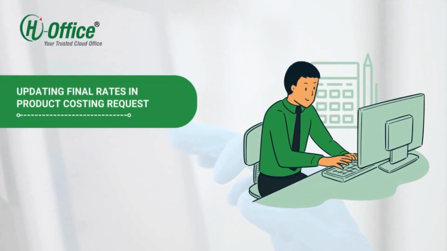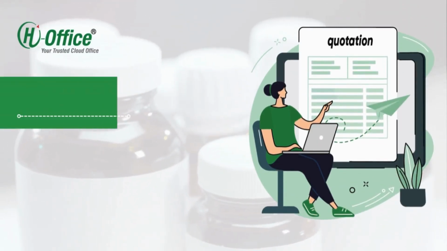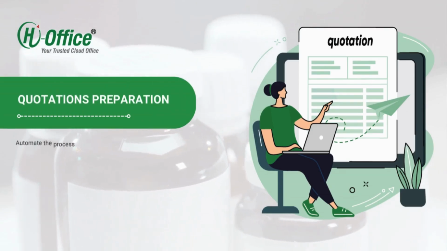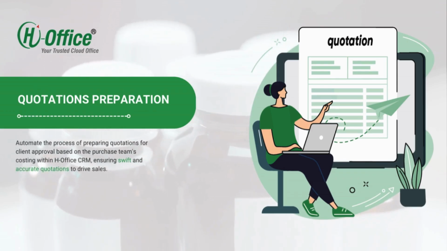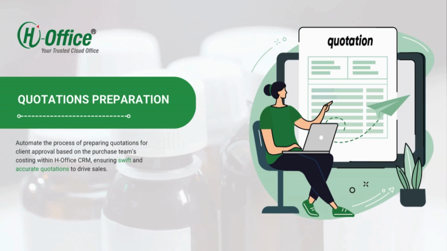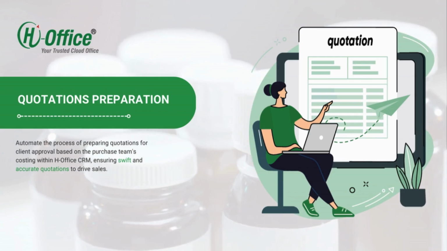Updating final rates in product costing request to send back to the sales department. Efficiently prepare a comprehensive cost sheet, including the final rates, against the shared product list with item availability within H-Office CRM. Quotations preparation. Automate the process of preparing quotations for client approval based on the purchase team's costing within H-Office CRM, ensuring swift and accurate quotations to drive sales.